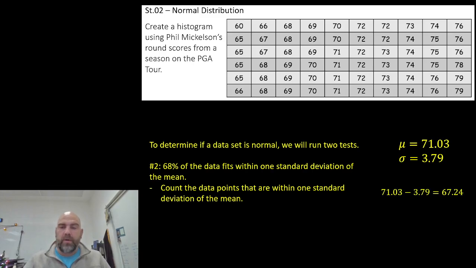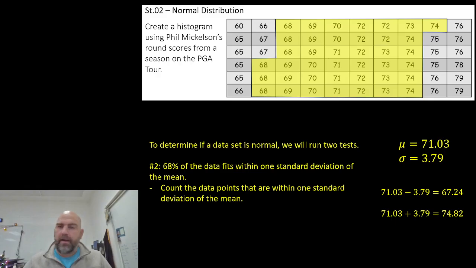So there they are. Let's subtract to figure out what our low end is going to be. That's going to be our low end at 67.24. So really in this data set, that means 68 and higher. And then our upper end, the top of that first standard deviation, is 74.82. So we're adding one standard deviation. And so that includes this whole group of data. All these data points would fit within that. All right, count them up.